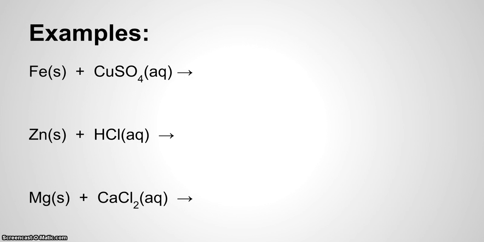So what we want to do is predict the products that will result when these reactions happen, and write a balanced equation for each reaction. Now, before we can actually do that, we need to consult the activity series and make sure that the reaction really will happen. So what we need is to make sure that iron is more reactive than copper, that iron will replace copper in this reaction.